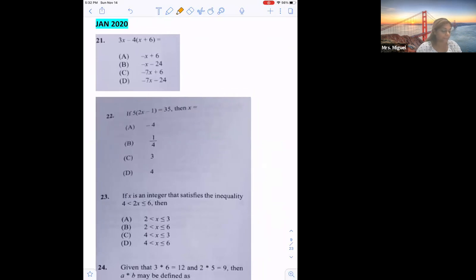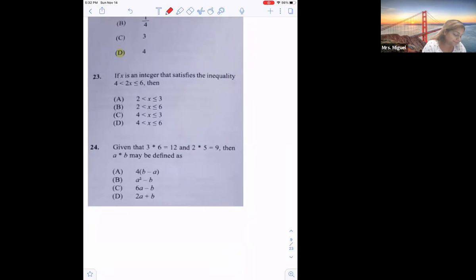Number 21, we need to use the distributive law to distribute 4 to each term using multiplication. So 3x minus 4 into x plus 6. 3x minus 4x minus 4 by 6. So if you have 3 of one quantity and you want to take away a bigger number, well, the answer must be negative. This will give me minus x minus 24. Number 22, we did that just now. The answer is D as in dog.